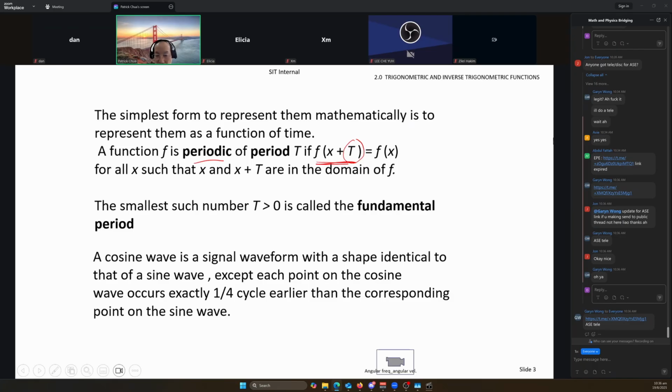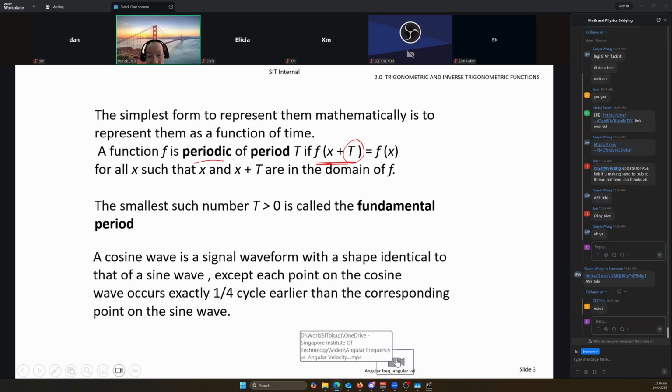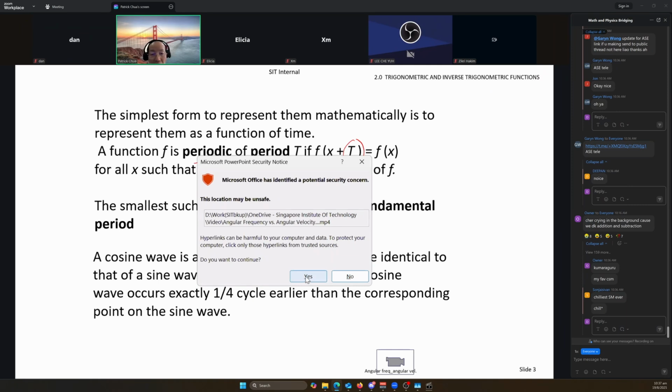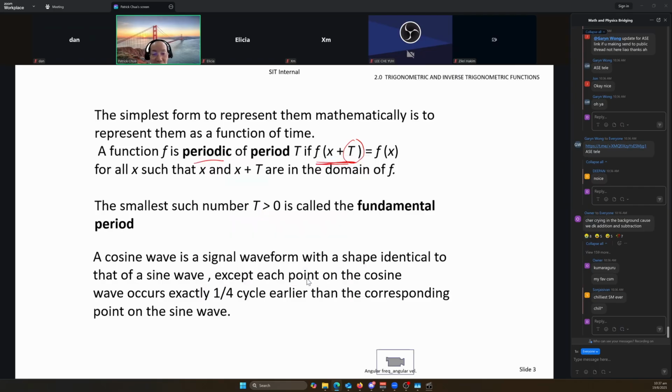I have a little video to show you a bit more on waveforms. I hope it's working. I'm not sure it's working. If you can't hear anything or see anything, let me know, because the video sometimes has a bit of a problem. Okay, it's playing now. Can you hear or see anything? Let me know.